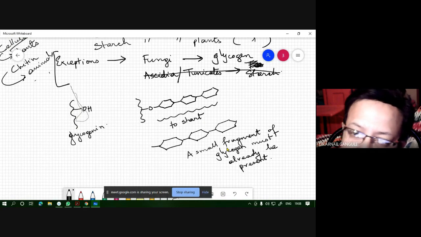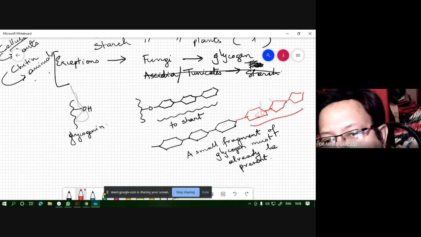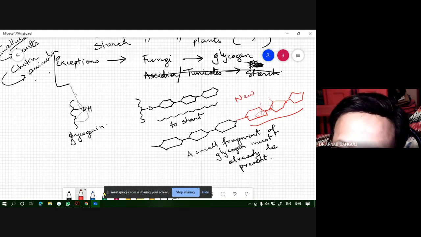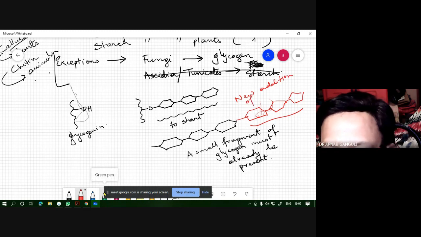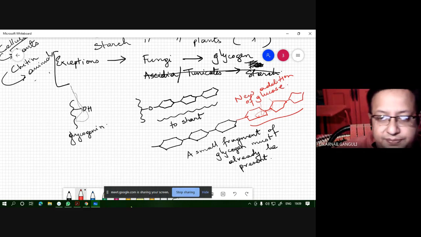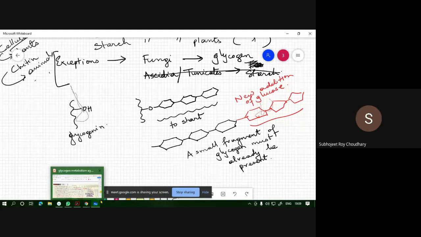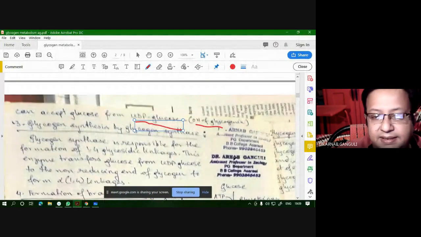And to this fragment, all new glucoses from UDP glucose are new additions of glucose. So far clear? Is it clear? Yes, sir.